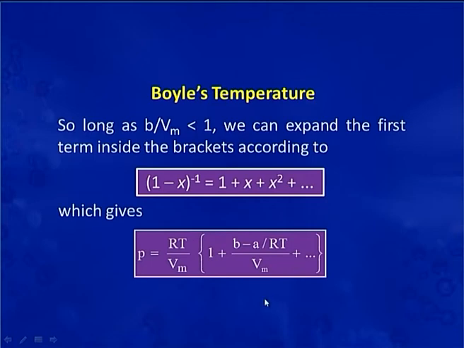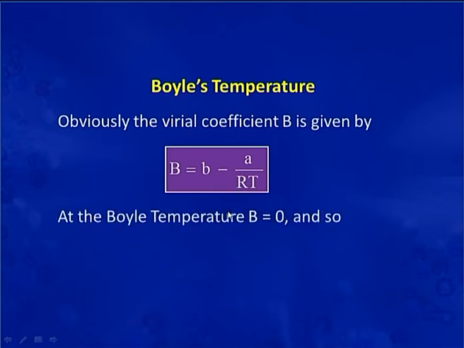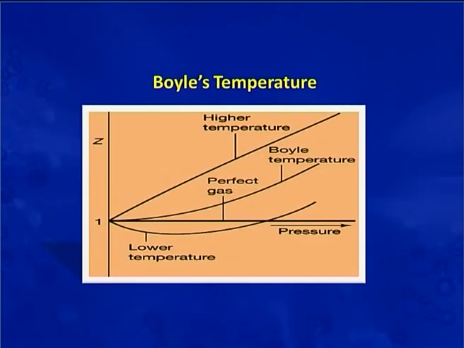So, when you solve this, obviously the virial coefficient capital B is equal to b minus a by RT. But at the Boyle's temperature, this virial coefficient B is 0. So, now b is equal to a by R TB here. So, from this you can calculate Boyle's temperature, that is TB is equal to a by Rb. You will get the value of Boyle temperature here.